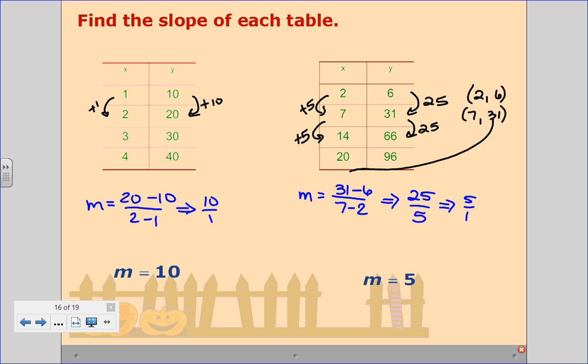So notice that's actually how I did this problem. I did my y's, 31 minus 6, over the difference in my x's, 7 minus 2, and that got me to the same slope as if I were counting it out.